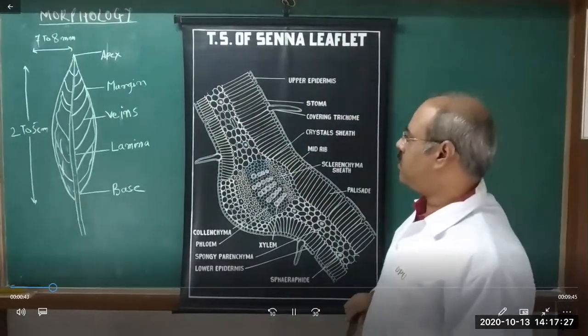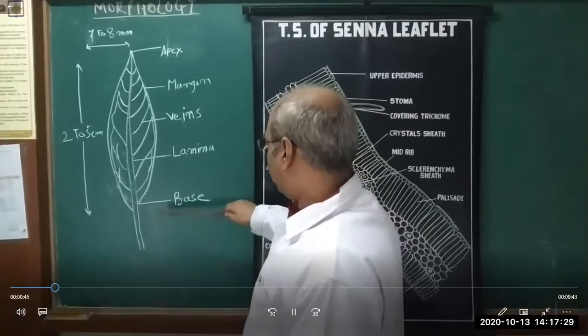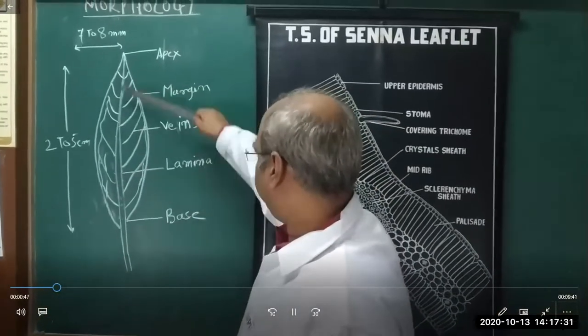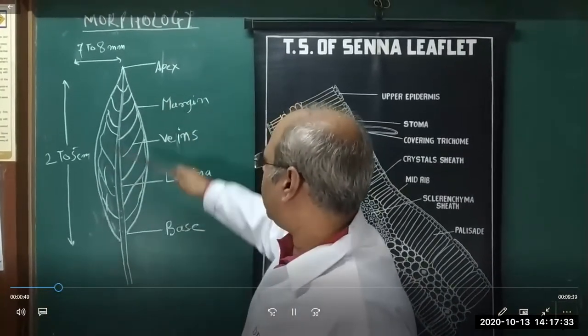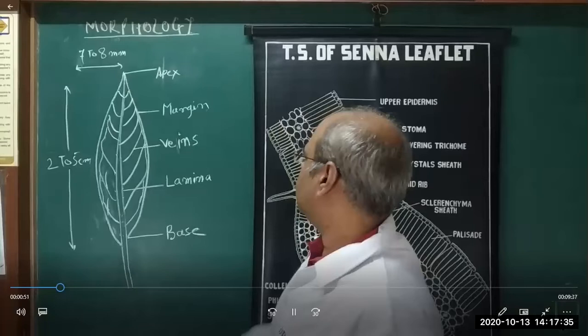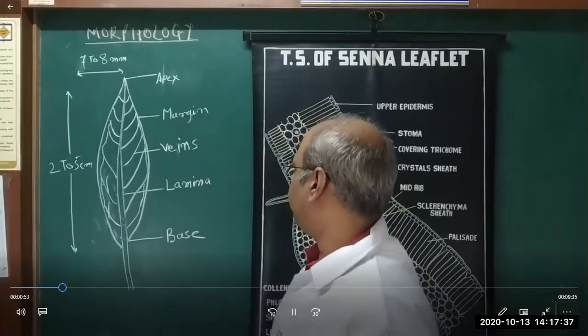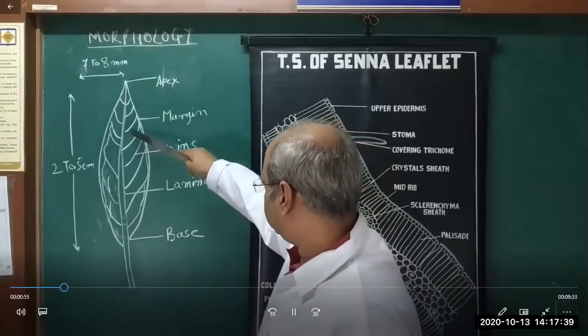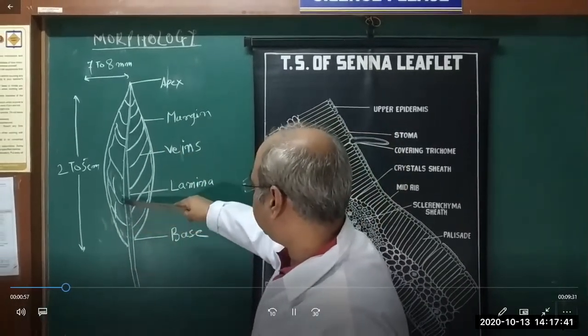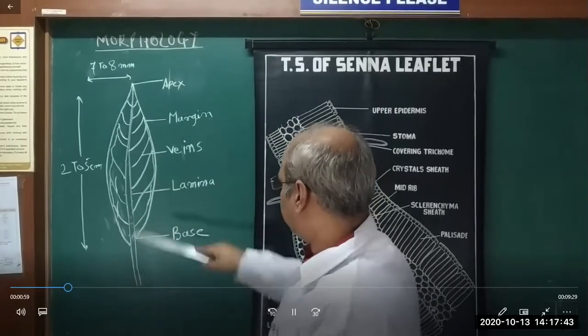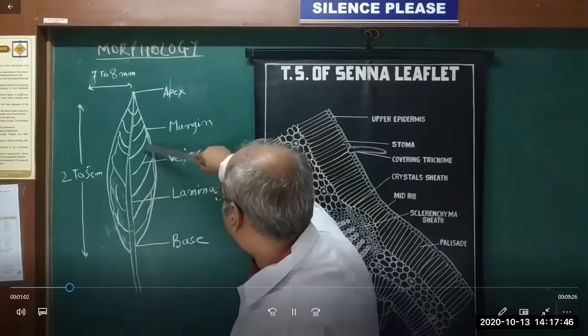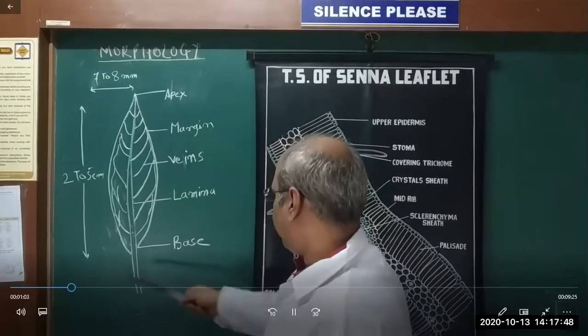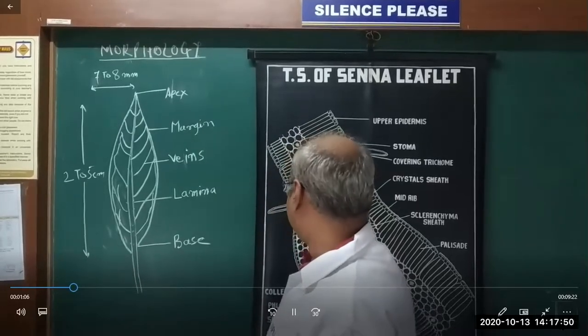Coming to the morphology, the length of a single leaf is around 2 to 5 centimeter. It has an apex of 7 to 8 millimeter. When we look at the venation, Senna has reticulate venation, that means the veins are protruding towards the margin. And this is the base of the Senna leaf.